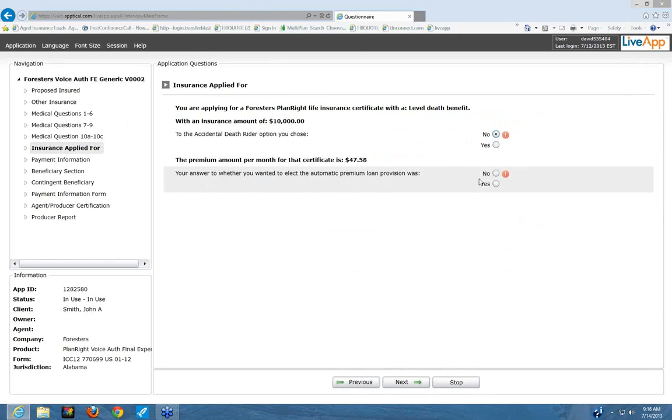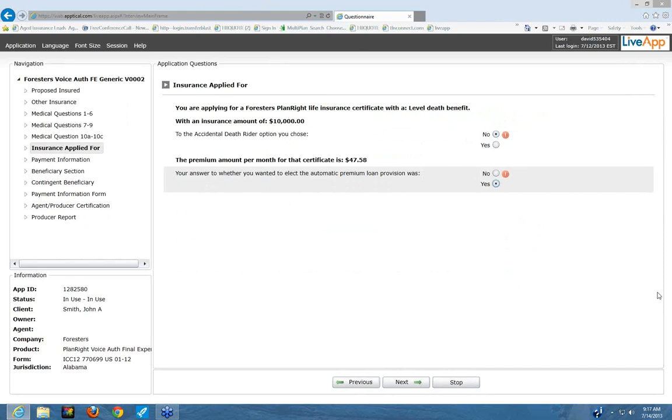Automatic premium loan provision, I always choose yes there. What that means is that the policy builds up a cash value account attached to the policy. And what the loan provision states is that if at some time the insurance company goes to take payment from the person's checking account and there's no money there, they're giving permission that the insurance company can go into their cash value account to make that month's payment.